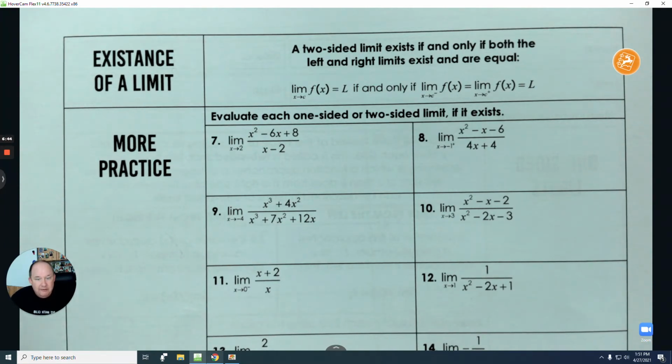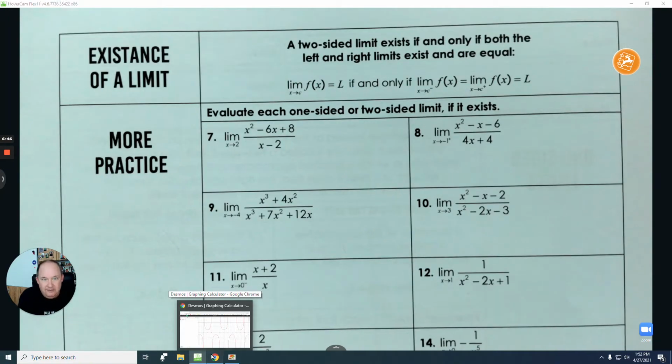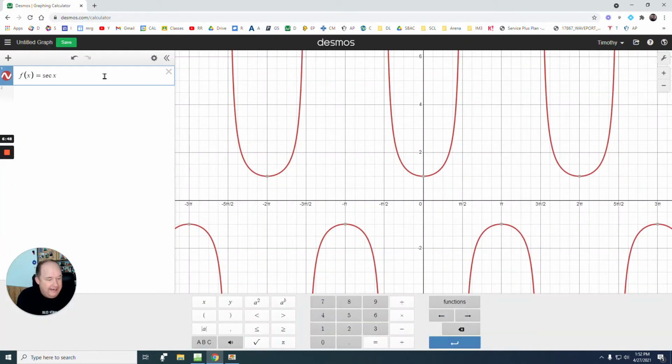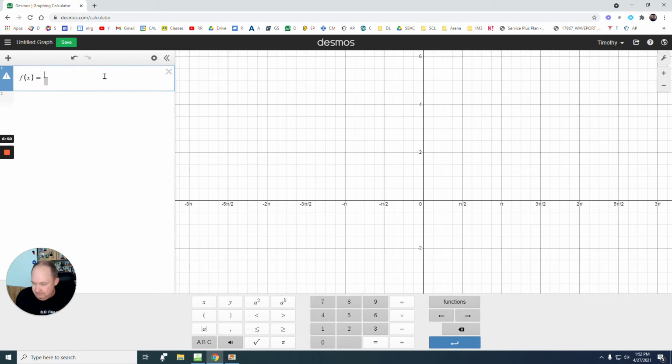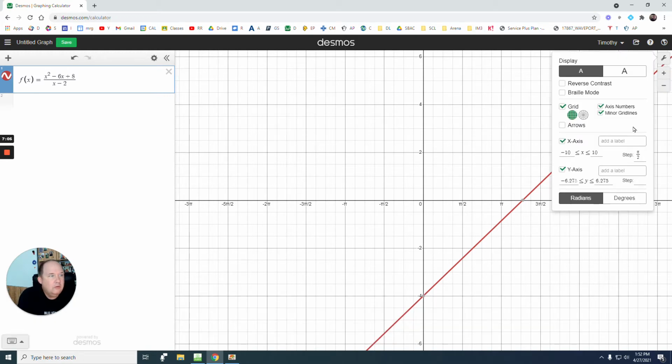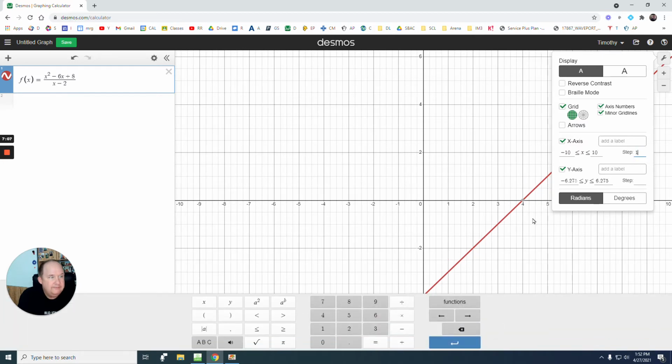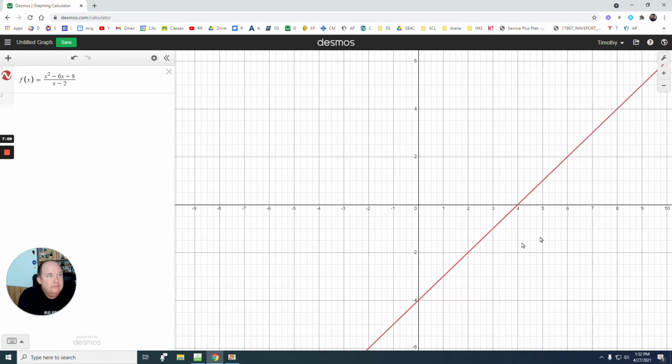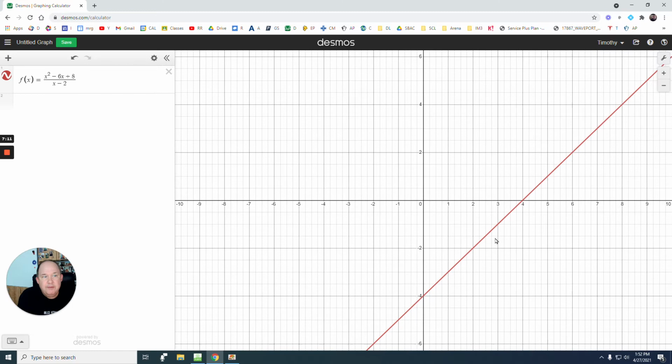Again, I could go back to the graph to see it. We'll see it algebraically in a moment too. But if I do this with a graph, as x approaches 2, I'm going to change this back to 1. There it is. All right.